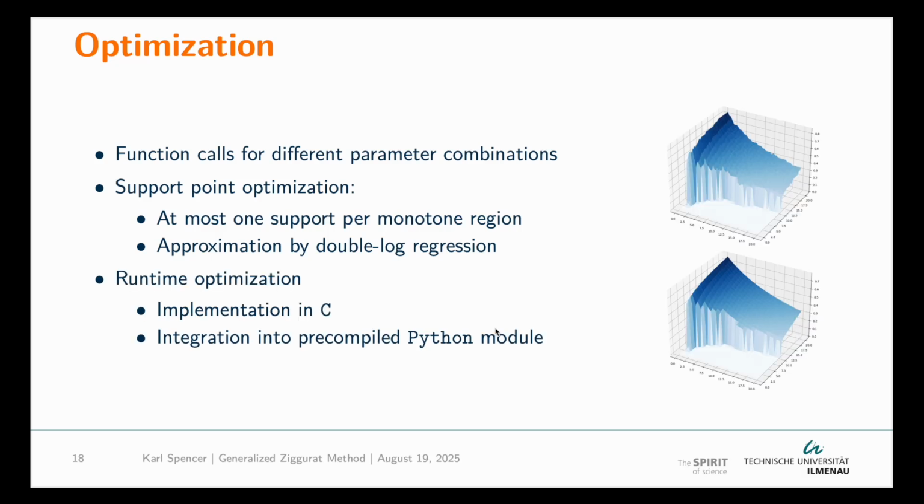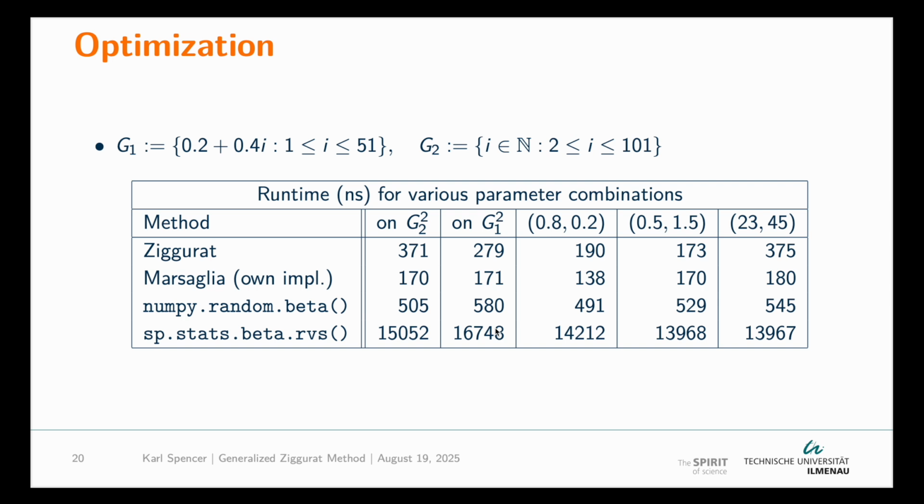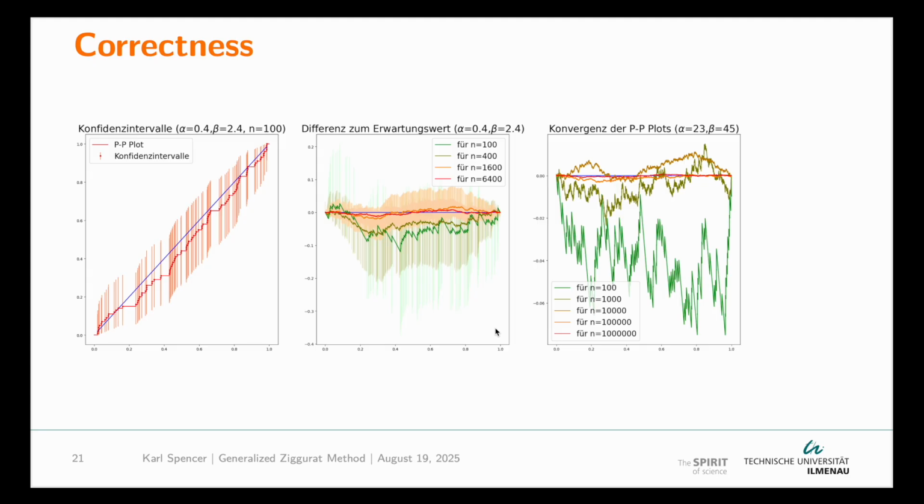We conclude with the runtime optimization by implementing in C and integrating into a precompiled Python module. Here we can see the runtimes of the different heuristics, which shows that an adapted method yields the best results. In the comparison of runtime speeds, we see that the Ziggurat method beats the NumPy method for generating beta distributed random variables, while it cannot beat the self-implemented version of Maszyk and is only on par for certain parameter choices. We can also view the correctness of this method, which, as the PP plots show, converges for large sample sizes, which confirms that the method samples correctly.